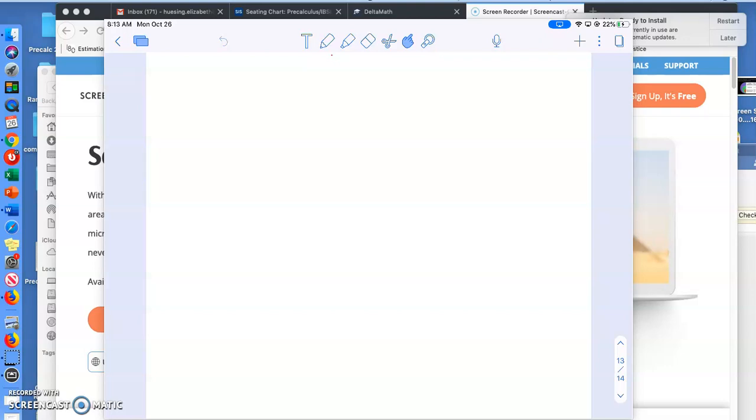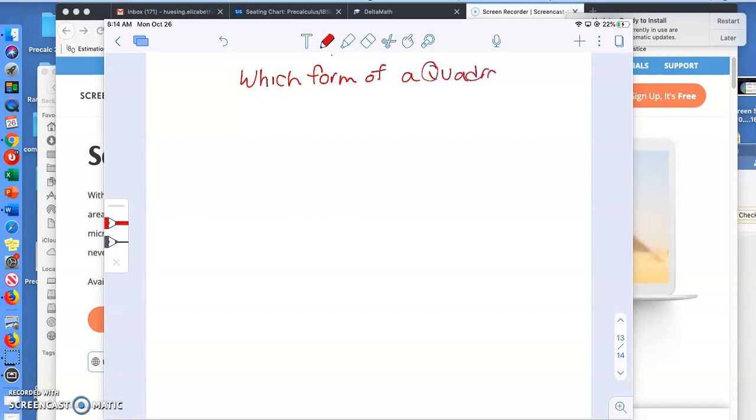Today we're going to summarize all three forms of a quadratic and talk about which form of a quadratic to use when. So we could just call this "which form of a quadratic." So let's review our three forms.